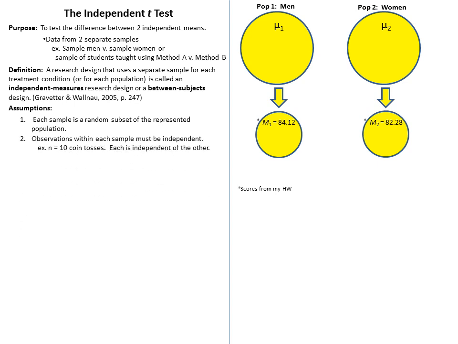The second assumption talks about the observations within each sample, that they must be independent. What that means is, if you were, let's say, tossing a coin 10 times, and you toss it once, twice, the third time, by the time you toss it the fourth time, there shouldn't be any reason that the first three tosses would influence the result of the fourth toss or any toss thereafter, because they're independent.